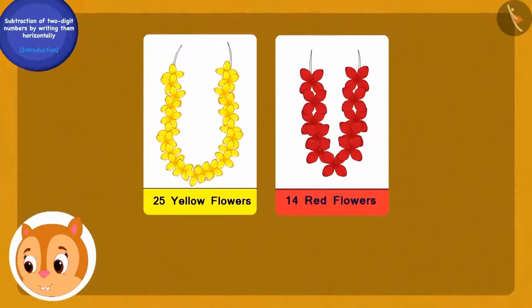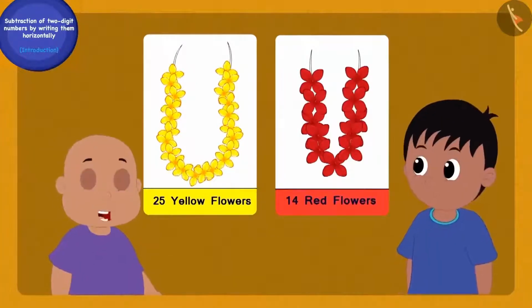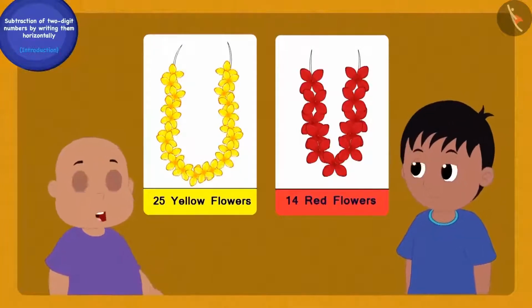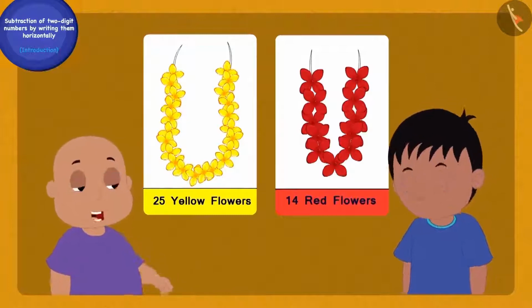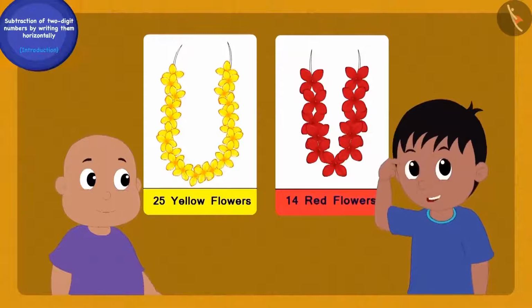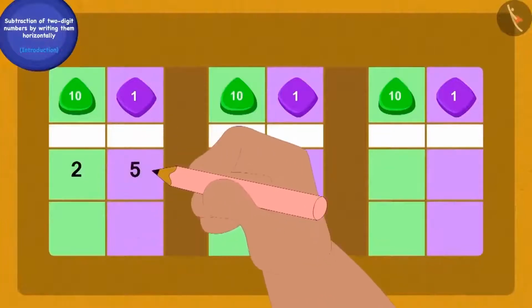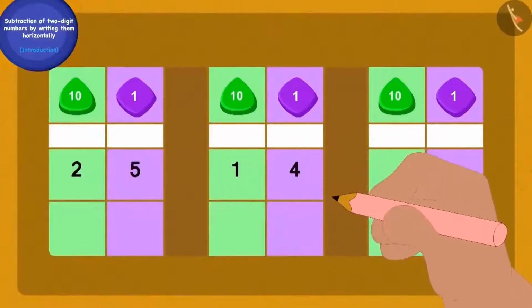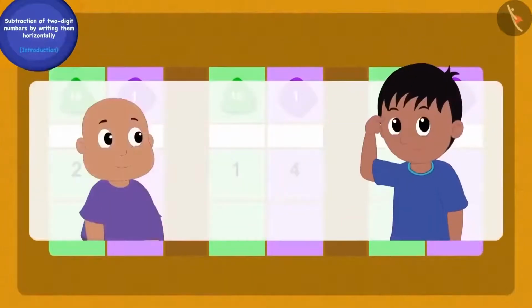Bablu asked Raju, "Raju, can you tell me how many more flowers are there in Chanda's yellow flower garland than her red flower garland?" Raju scratched his head and said, "No, Bablu, I cannot tell." Then Bablu wrote the question on a paper in this manner. Raju could not understand anything.